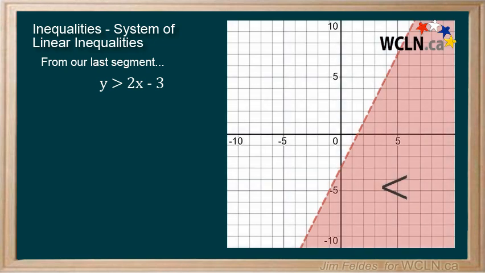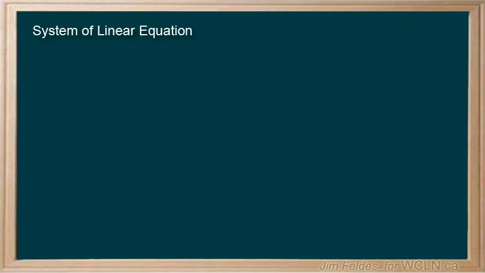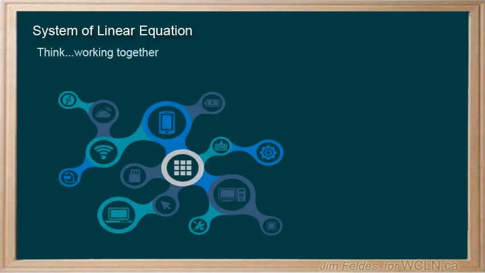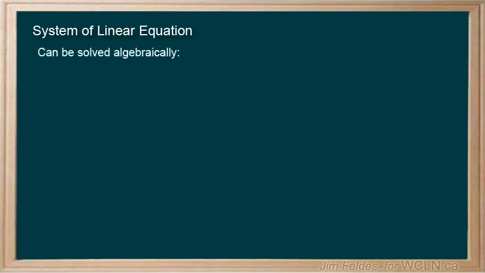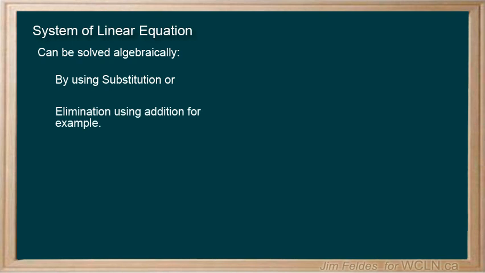Let's extend this now to learning about systems of inequalities. Recall from previous work that the term system is used when we have more than one thing working together. With systems of equations, we have the option to solve them algebraically, because the equal sign allows us to substitute out one of the variables, or you can use elimination to find your answer.